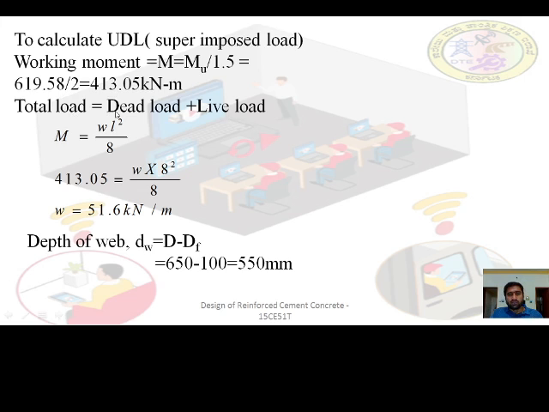So total load will be the dead load, that is the weight of the slab, plus the live load. Live load is the superimposed load. It is the load which keeps changing, which is not constant. Whenever there is an occupied area, like when a person is moving, that will be a load. A person can't stay at one place. So live loads keep changing, but the dead load is a constant load.